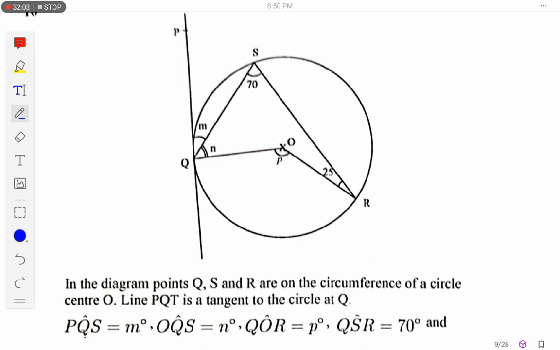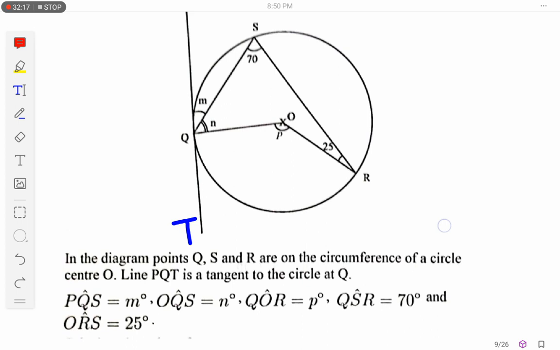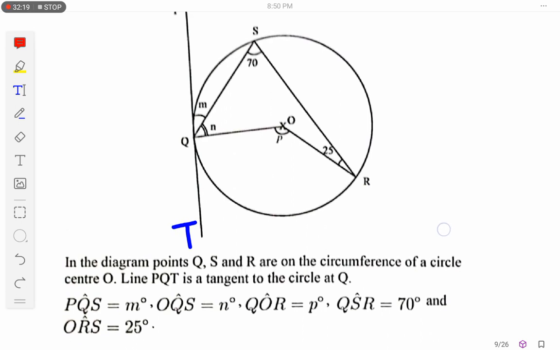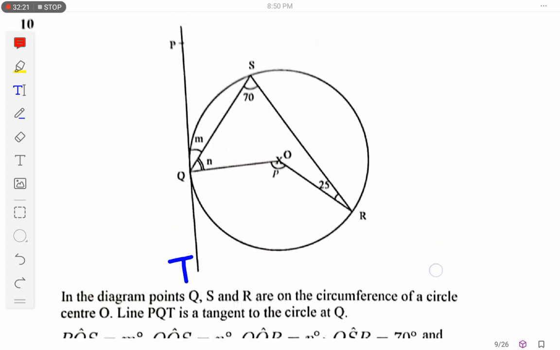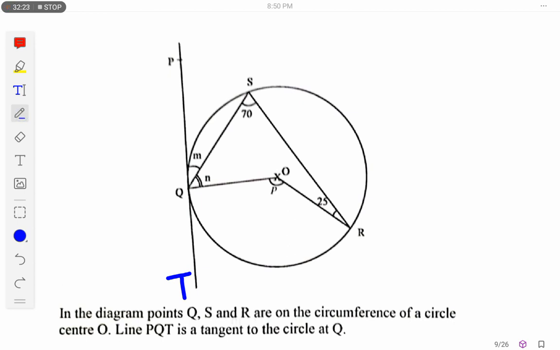Then we've got line PTQ. So there's a T here. It is a tangent to the circle at Q. Then we are given m, we are given n and P and Q is 70 there. What else? We are also given OQR, ORS is 25. So what it means here, guys, is this.